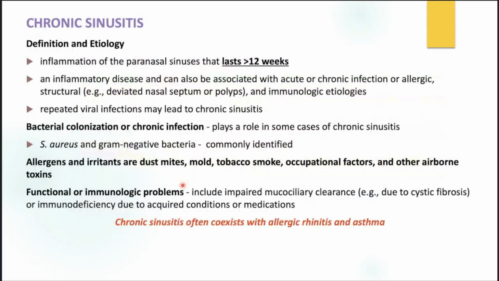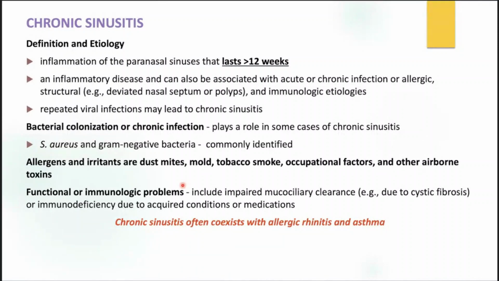Chronic sinusitis is when you have inflammation of the paranasal sinuses that lasts more than 12 weeks. So it's an inflammatory disease that can be associated with acute or chronic infection or allergic causes or a structural cause and immunologic etiology. So you can have repeated viral infections that may also lead to chronic sinusitis. So bacterial colonization or chronic infection would play a role in some of these patients. Commonly, it's caused by your Staph aureus or your gram-negative bacteria.